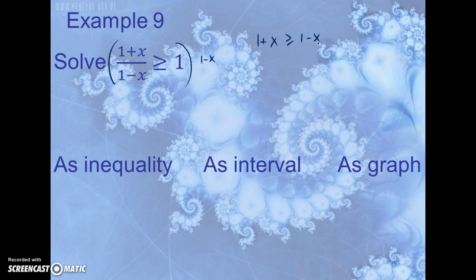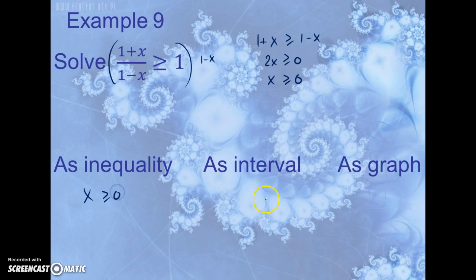There's a loophole with inequalities. If you multiply or divide by a negative, you're supposed to flip the inequality. I have not done that, so I'm going to keep my inequality as is. I'm going to add an x over, subtract a 1, and divide by 2, and realize that x is greater than or equal to 0.